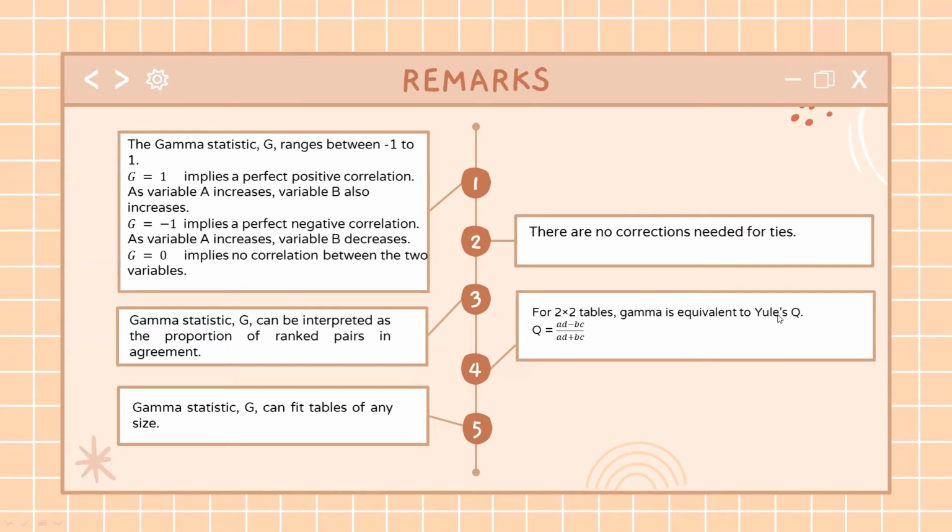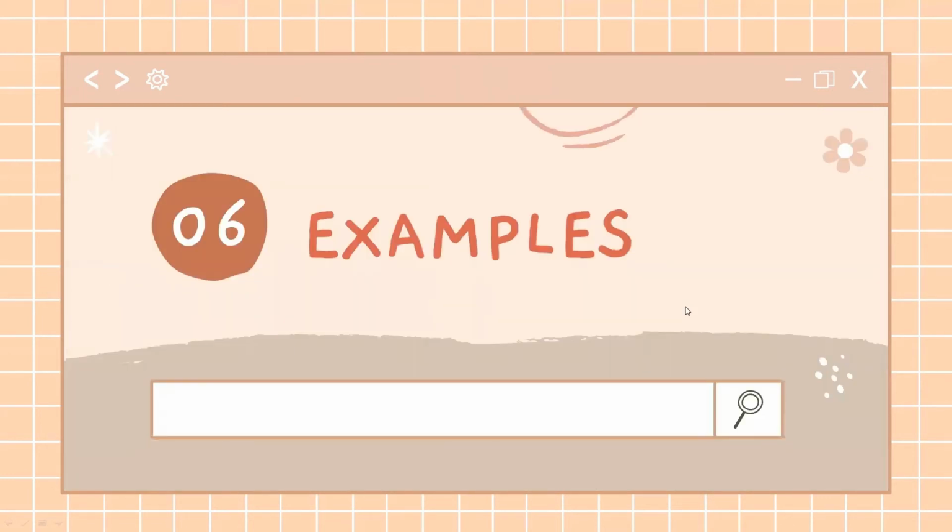And the values for Yule's Q also range from -1 to 1. Last, the gamma statistic G can fit tables of any size, meaning the data can have any number of categories.